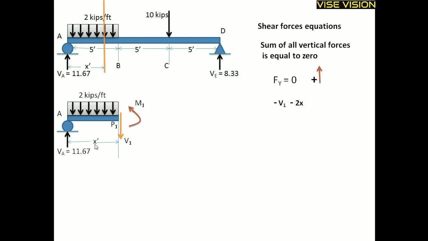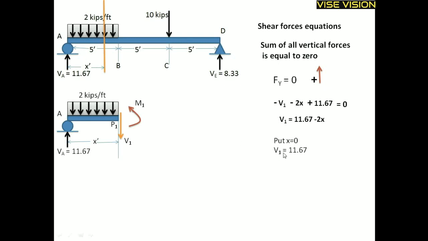2 into x is the UDL force acting downward, taken as negative, and VA is 11.67 acting upward, taken as positive. So their sum is equal to 0. As I have said earlier, the summation of all vertical forces equal to 0. Arranging this equation for V1, I will get this equation. This is my final shear force equation for this region.